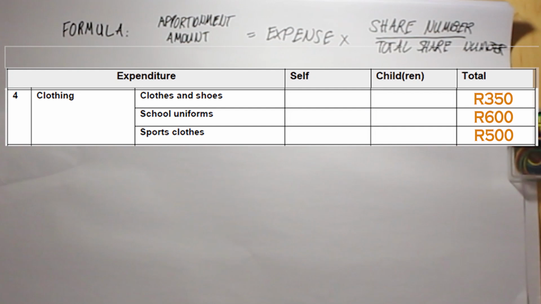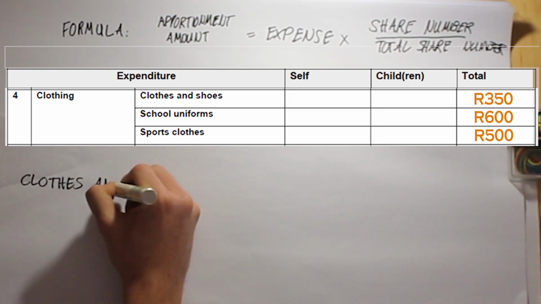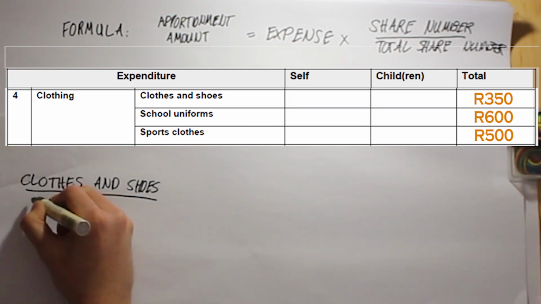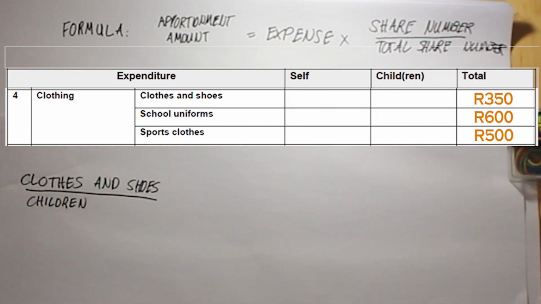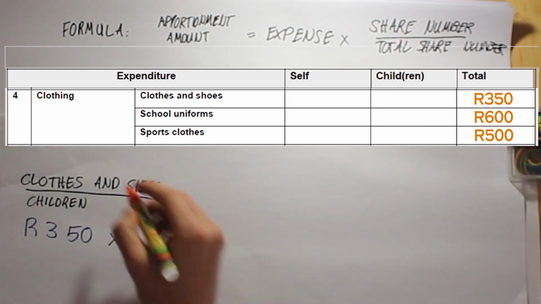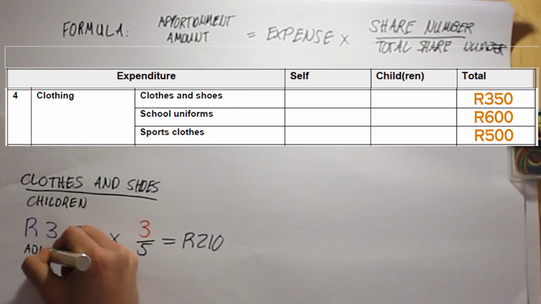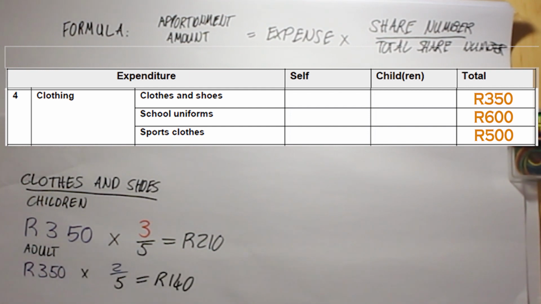Now we're going to take a look at another example. In this instance, we are looking at clothing. Now in the first column, the amount used for clothes and shoes is 350 Rand. Now we can apportion that to the kids using the formula. The expense being 350 Rand times the share number of the kids, which is 3, over the total share number, which is 5. The inverse can be used to work out for self.